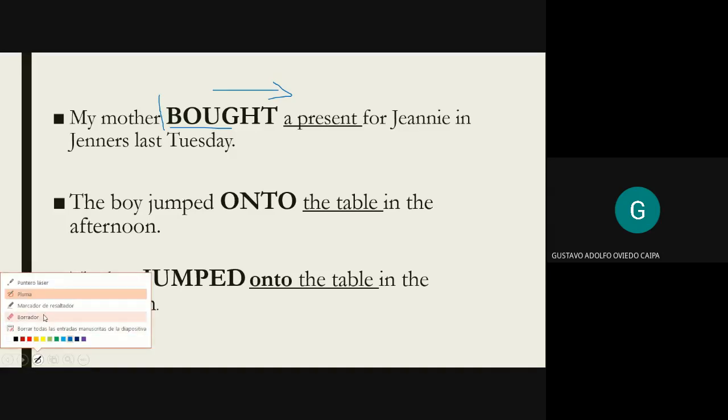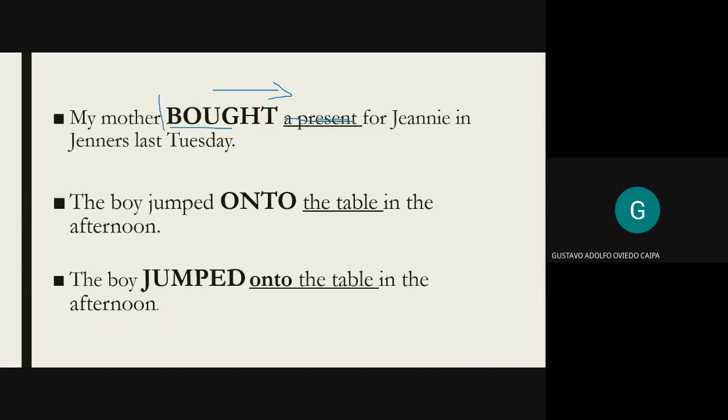Let me try to do that. I guess I have to do it like this. So if you eliminate a present, what do we have left? My mother bought for Jeannie in January last Tuesday. That feels very much incomplete, like there is something missing from the sentence. And in this case, what is missing would be the complement. So we say again that in the case of this sentence, a present is a complement.